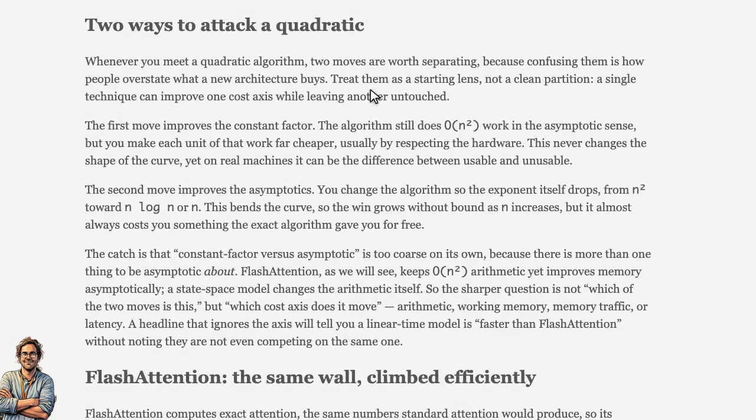When you meet a quadratic, two moves are worth separating. One improves the constant factor. Same big O work, but each unit is far cheaper, usually by respecting the hardware. The other improves the asymptotics. You drop the exponent itself, which bends the curve, but almost always costs you something the exact algorithm gave you for free.